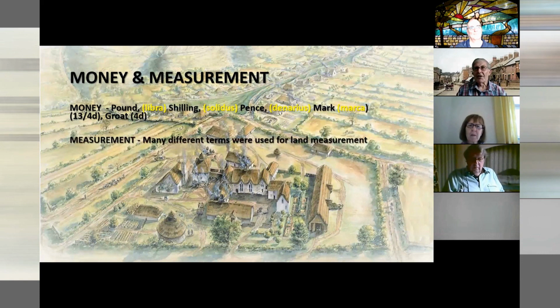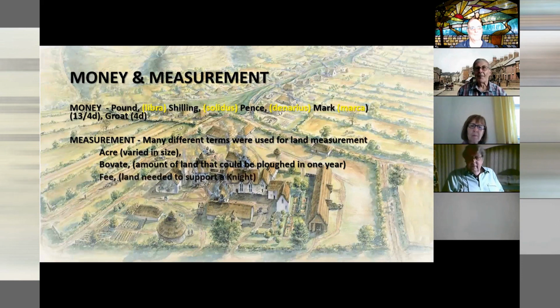Measurement was by different terms and different areas, because an acre we recognise today as 4,840 square yards. In this particular period, it varied in size. It was divided into bovates as the amount of land that could be ploughed in 1 year. So if you are on loamy or sandy soil, you're going to do more ploughing than if you're on clay soil. So a bovate in a sandy area will be bigger than a bovate in a clay area, and then that affects the size of the acre.